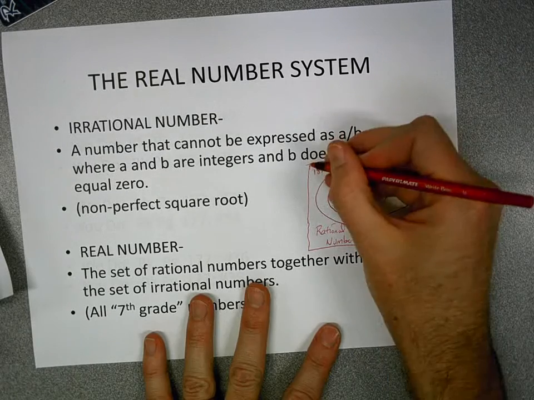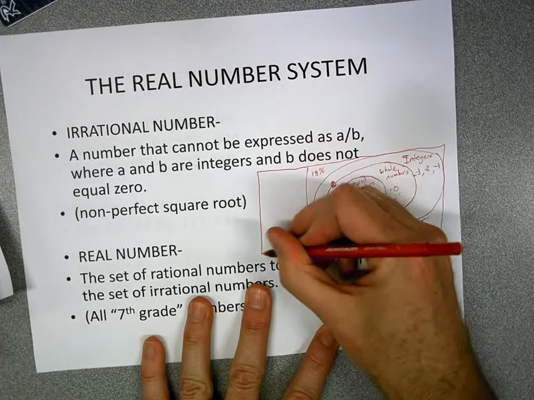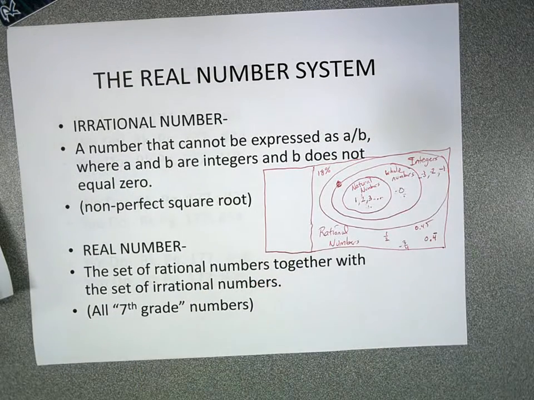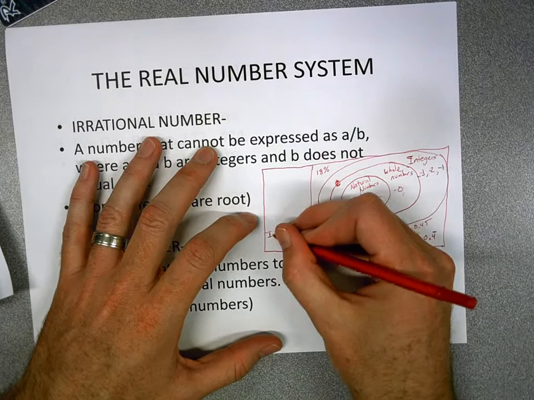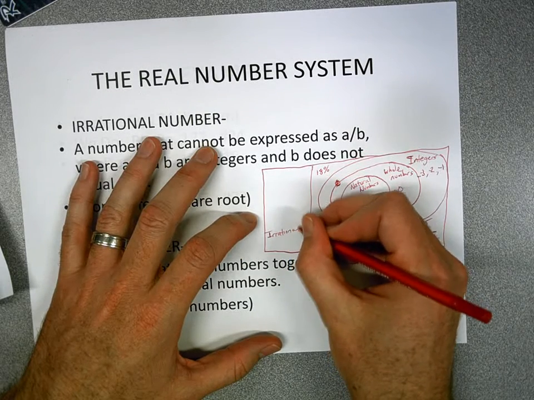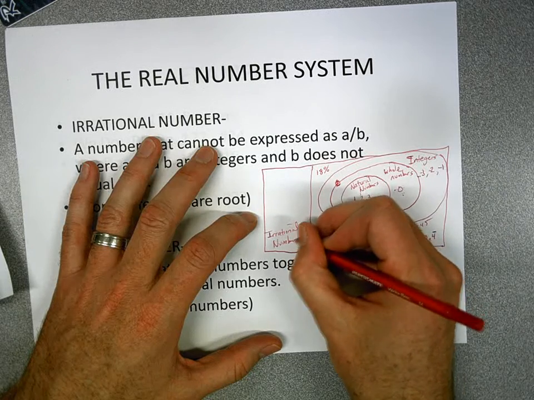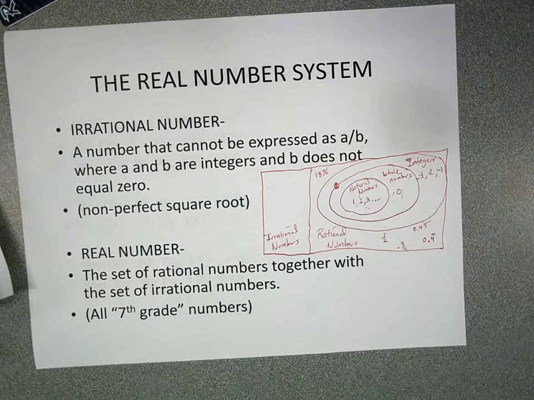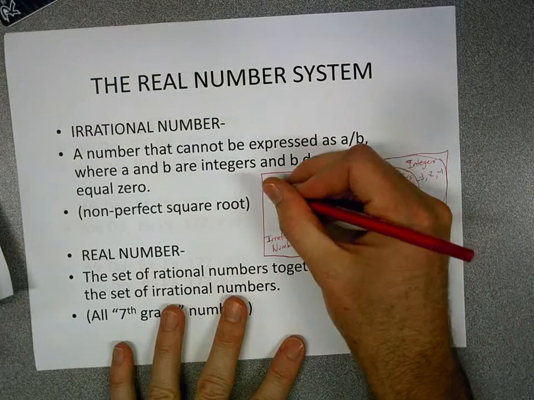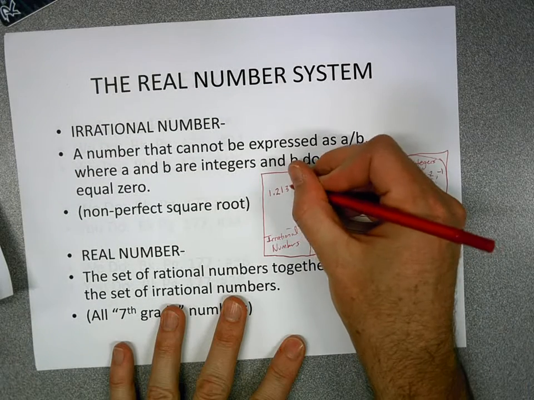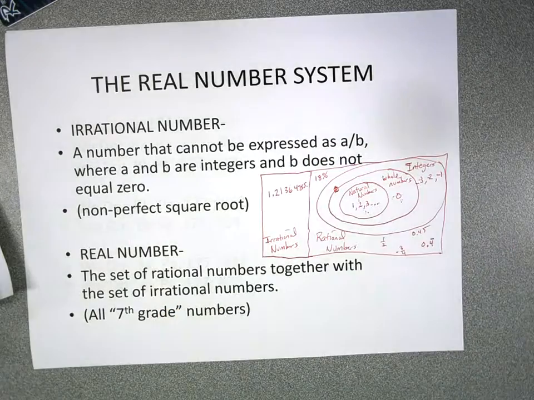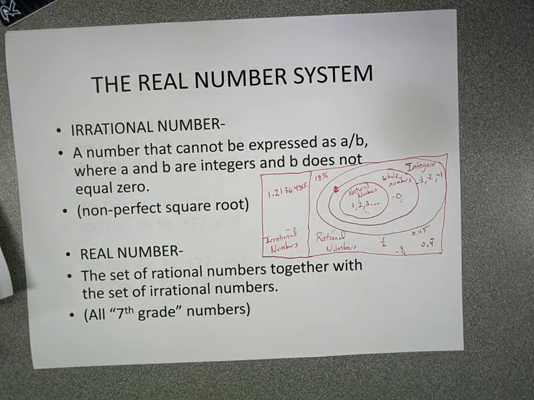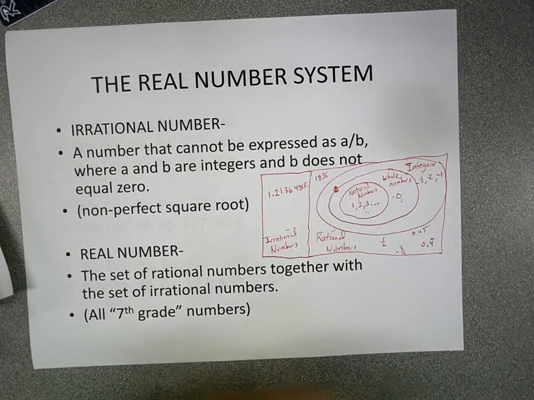Now comes this little side box over here. And this little side box is what we call irrational numbers. Here's some irrational numbers. 1.2136485. It's a decimal that goes on forever. It doesn't repeat and it doesn't end. That's an irrational number.